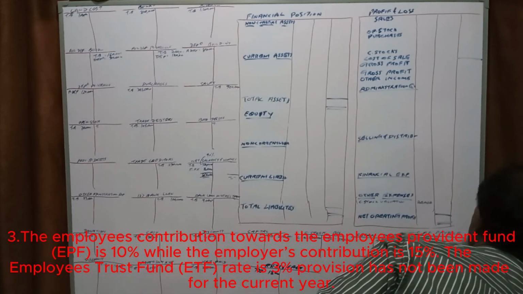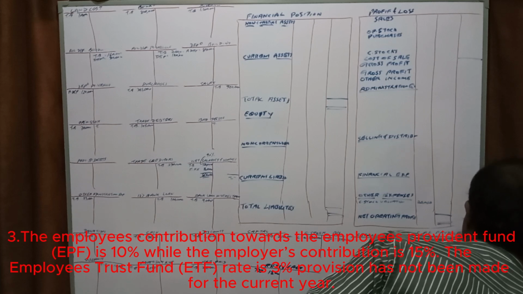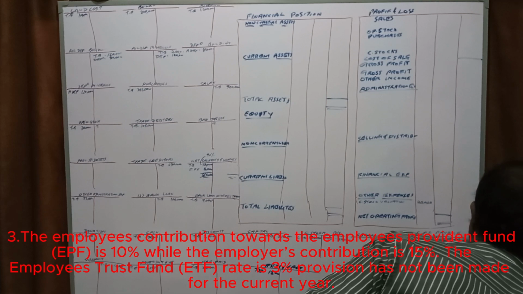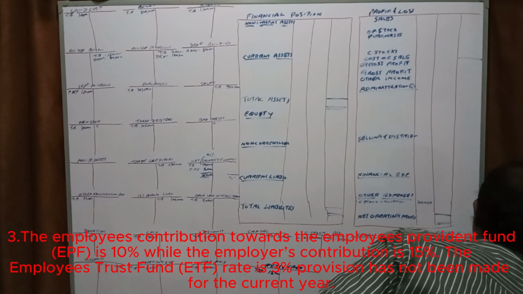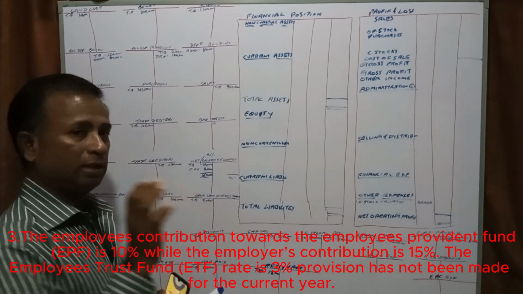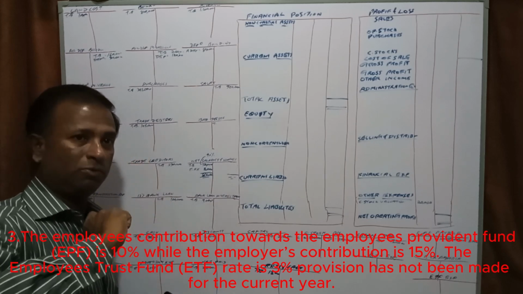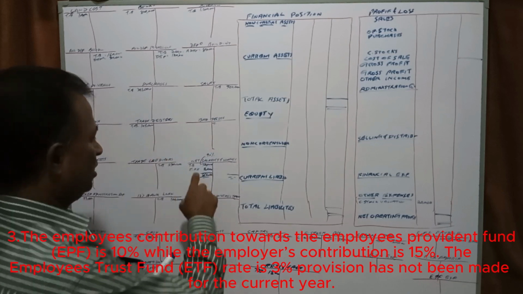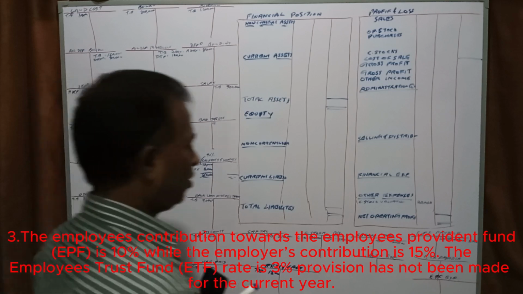It is the salaries and wages, right? How much? 8,000. This is the employees' contribution. In the EPF, the employee contributes 10% and the employer contributes 12%. So if 10% is 8,000, then 12% is the employer's contribution.